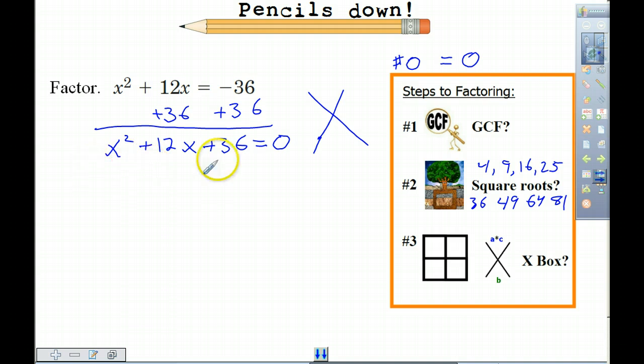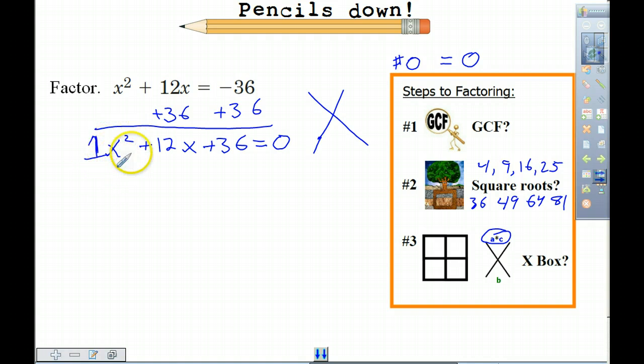I would draw my X. The number that goes at the top, like in the warm-up, is A times C. A is the first number, which is 1 on the problem. B is the second number with the X. C is the last number, which is always by itself. There's no variable.